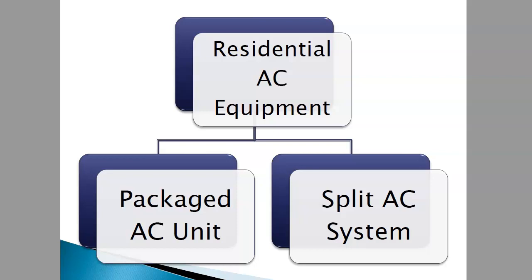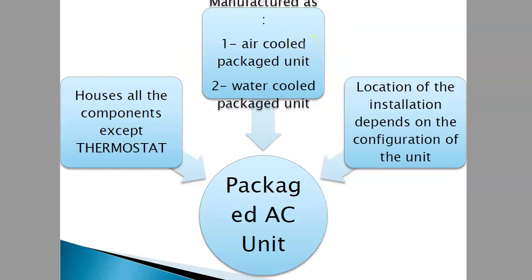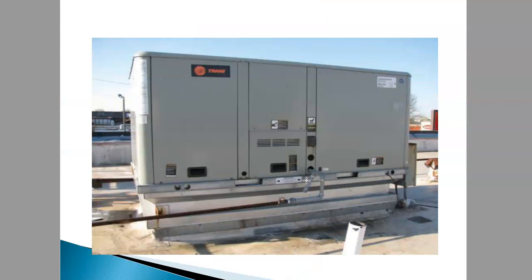Residential AC equipment belongs to two types, which are the package AC unit and the split AC system. The package AC unit houses all components except the thermostat, because the thermostat is inside the room. There are two types: air-cooled package and water-cooled package. The location of installation depends on the configuration of the units. This is an example of a package unit.